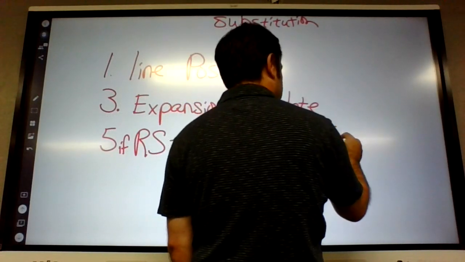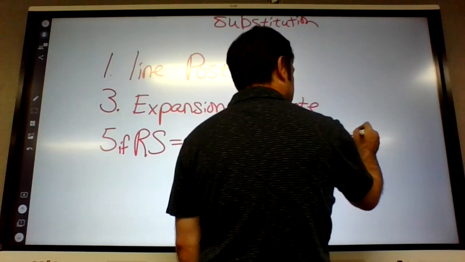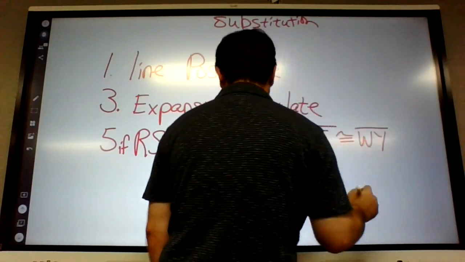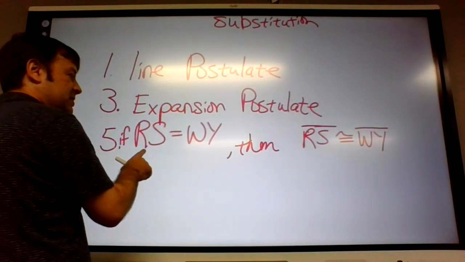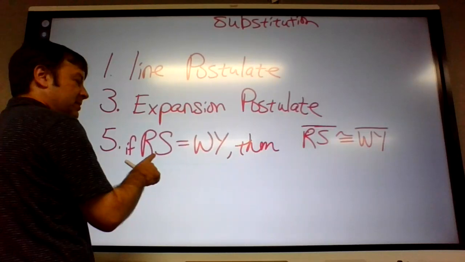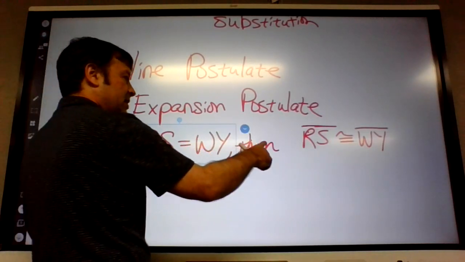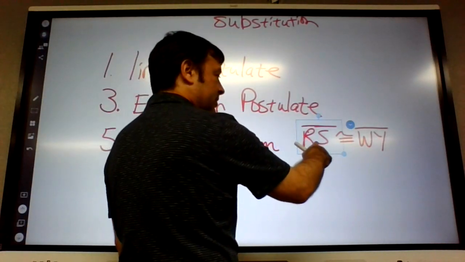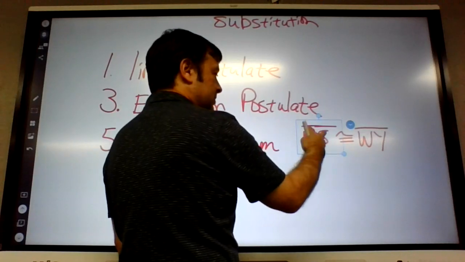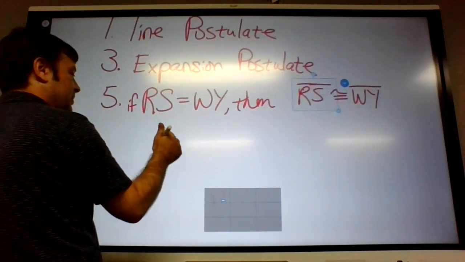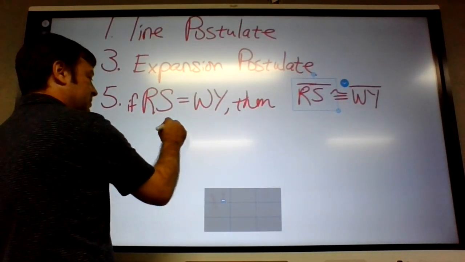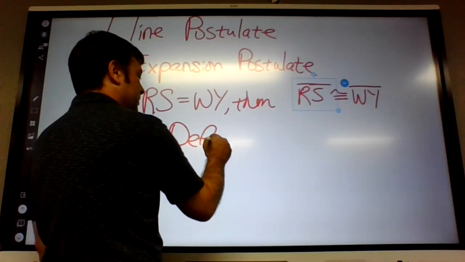Okay, what's the difference between these two? You guys know? This is saying if the lengths of the 2 segments are equal, the length from RS is the same as the length from WI, then the segments themselves are congruent. Yeah, this was the second thing I wrote on the top. Definition of congruent segments.